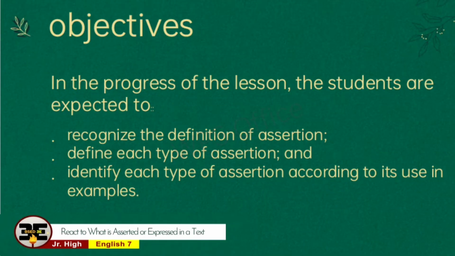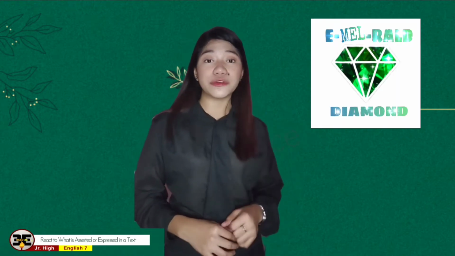First of all, here are our objectives for today's class. In the progress of the discussion, you are expected to recognize the definition of assertion, define each type of assertion, and identify each type of assertion according to its use in examples. Aside from that, you will be receiving a reward called Emerald Diamonds for every task later. Are you ready to receive these diamonds? Then, kindly bring out your printed module, your pen, and your notebook, and together, let us attain all our goals for today.